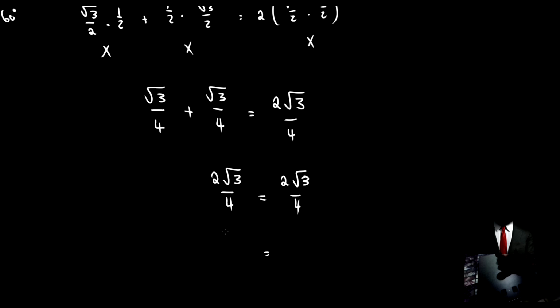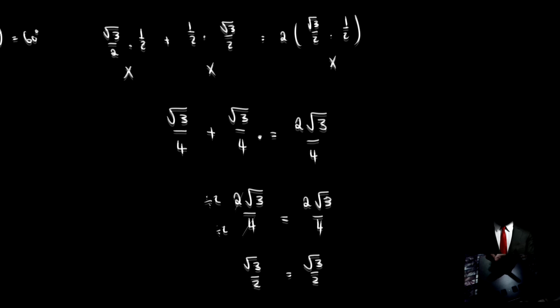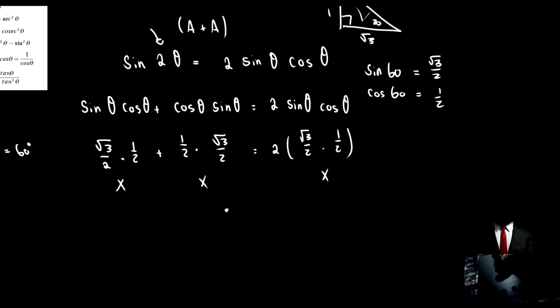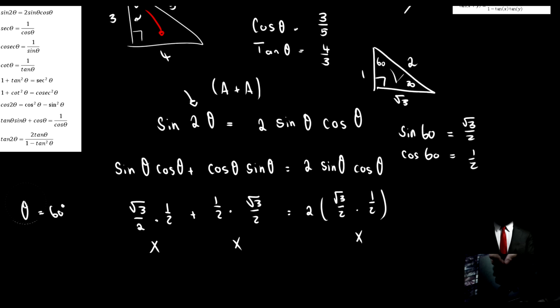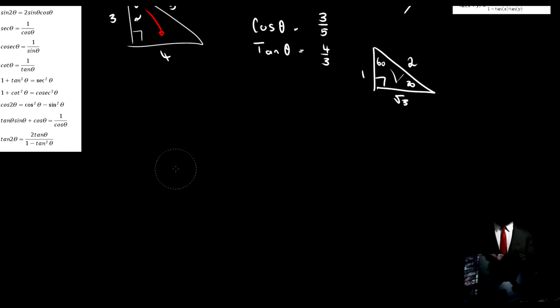But we can simplify this by dividing both sides by 2, since we have 2 of the same. So we can then say, well, square root 3 over 2 is in fact equal to square root 3 over 2. Okay, so this identity works out as well. Clear the board quick. Let's look at the next one.